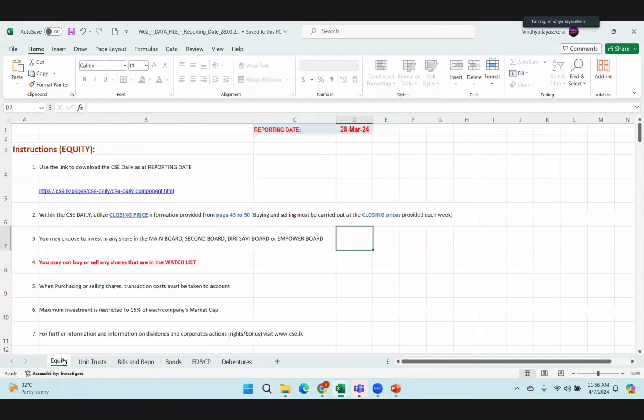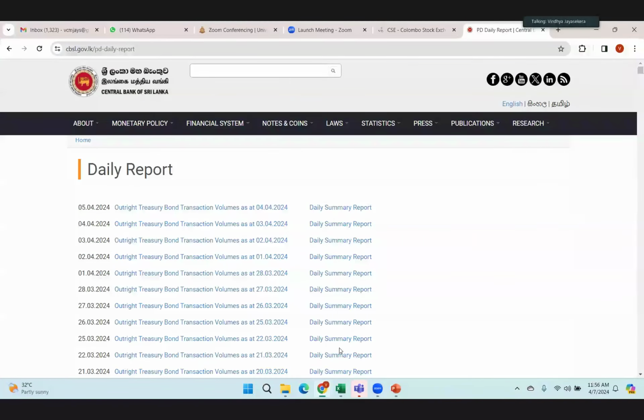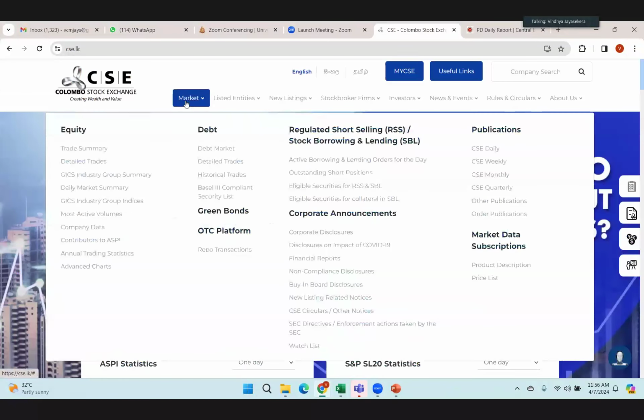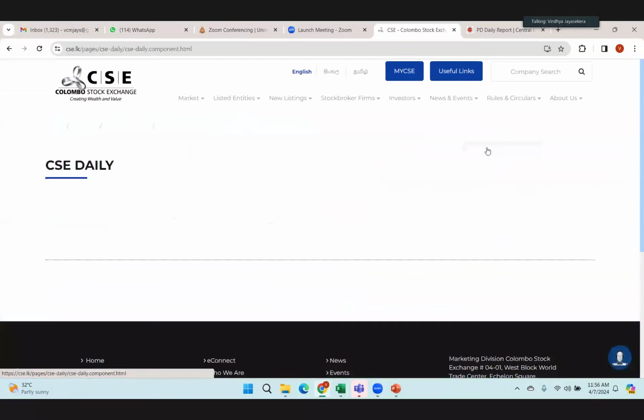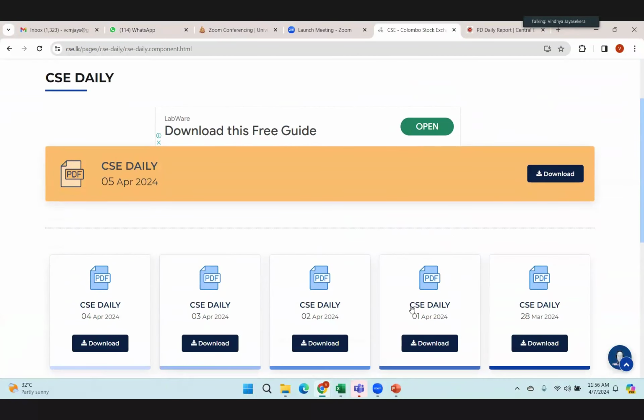And this part also will not be published. So now you know how to get the closing price. You'll have to take it from the CSE daily. You go to the CSE site, go to market, go to the CSE daily, and you find the right report. So on 28th March, that was the report that we were looking for.